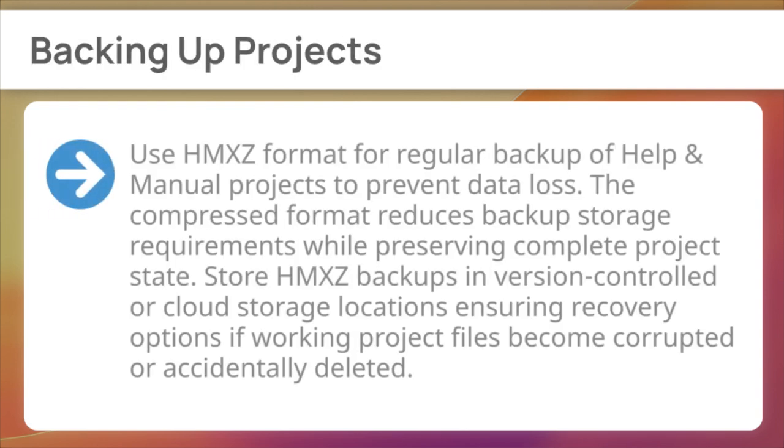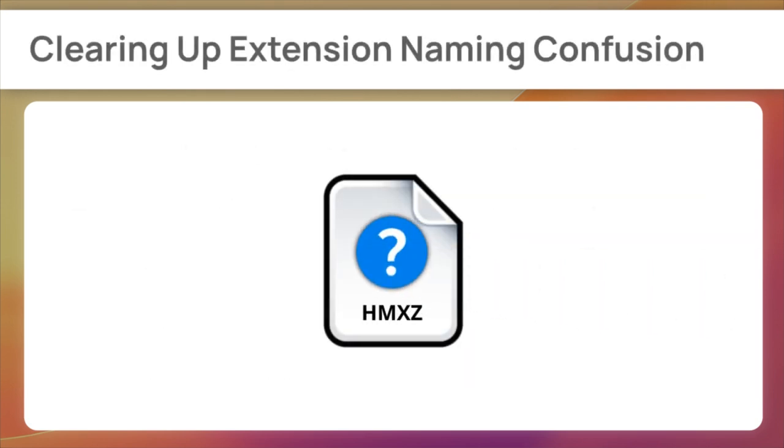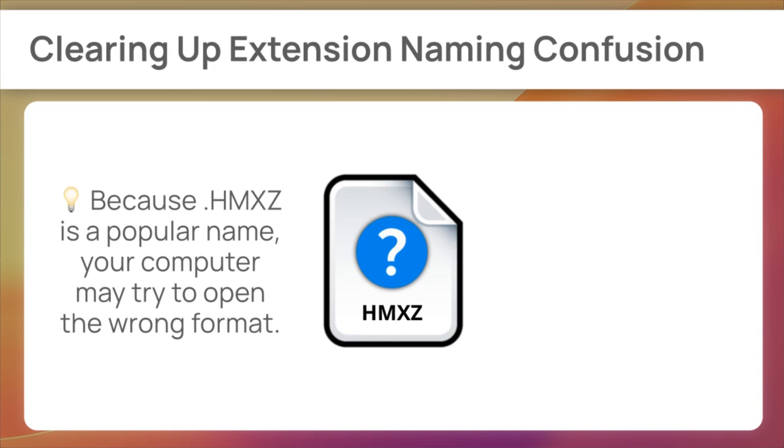Finally, backing up projects. Use HMXZ format for regular backup of Help and Manual projects to prevent data loss. The compressed format reduces backup storage requirements while preserving complete project state. Store HMXZ backups in version-controlled or cloud storage locations, ensuring recovery options if working project files become corrupted or accidentally deleted.